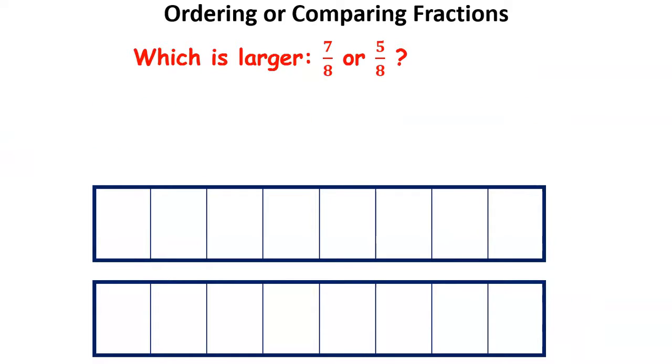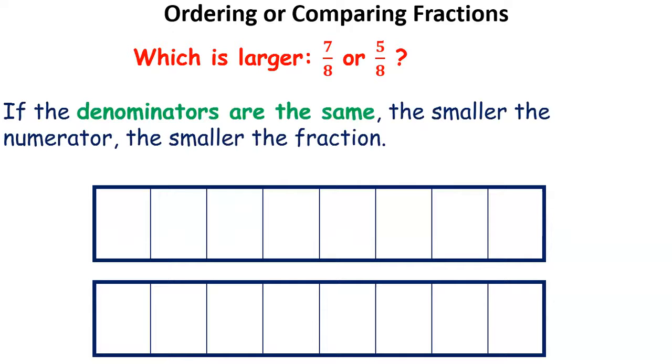So which is larger, 7/8 or 5/8? Again, I would say to myself, I've got 7 parts out of 8 or I've got 5 parts out of 8. So I know if I've got 7 parts out of 8, the larger my numerator, because my denominator is the same, the larger my numerator, the larger the fractions. So if the denominators are the same, the smaller the numerator, the smaller the fractions. Let's have a bit of a look and see what it looks like visually.